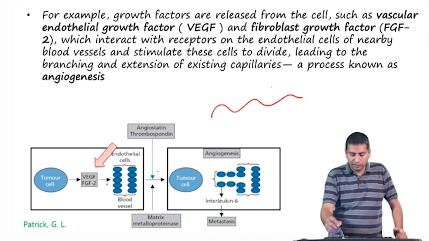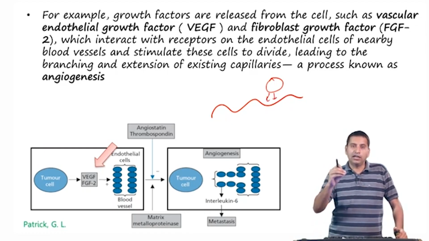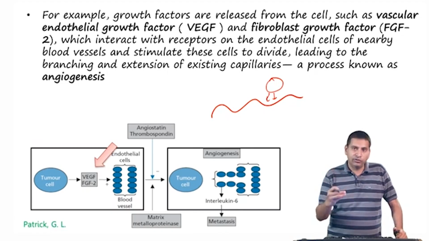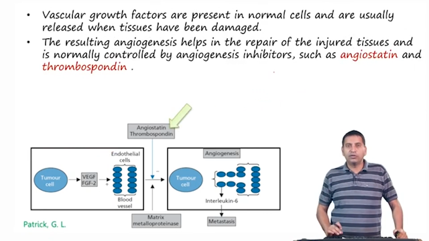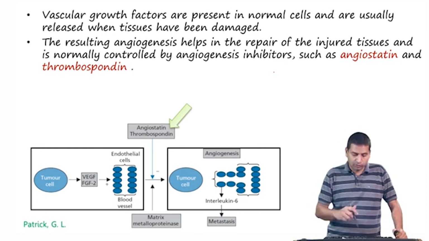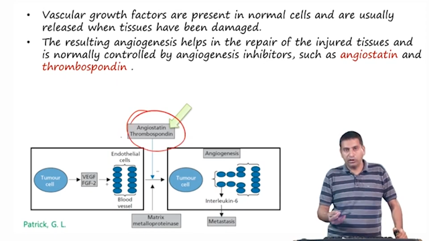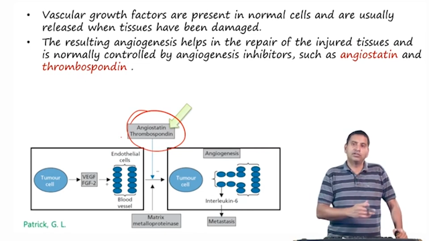So, what we were looking at earlier was that the tumor is quite far away from the blood vessel. So, it secretes these factors which can go and stimulate the process known as angiogenesis, where branching and extension of capillaries can occur. These vascular growth factors are present in normal cells and are usually released when the tissues have been damaged. So, the resulting angiogenesis helps in repair of the injured tissue and is normally controlled by angiogenesis inhibitors such as angiostatin and thrombospondin. So, during injury these become important in order for the body to repair itself, and after that the suppressors such as angiostatin and thrombospondin suppress the angiogenesis and everything becomes normal.